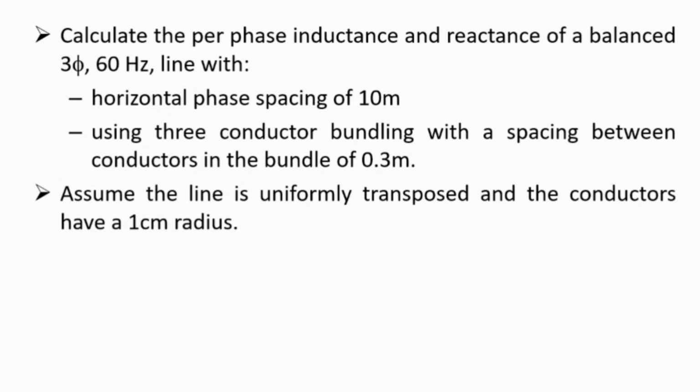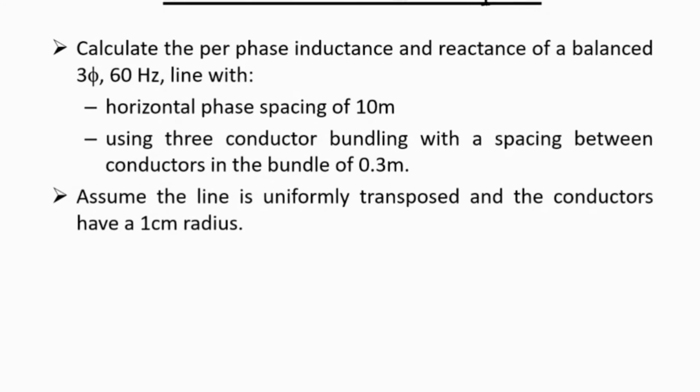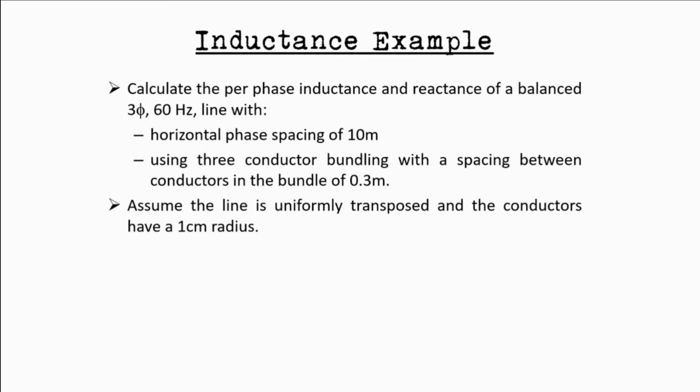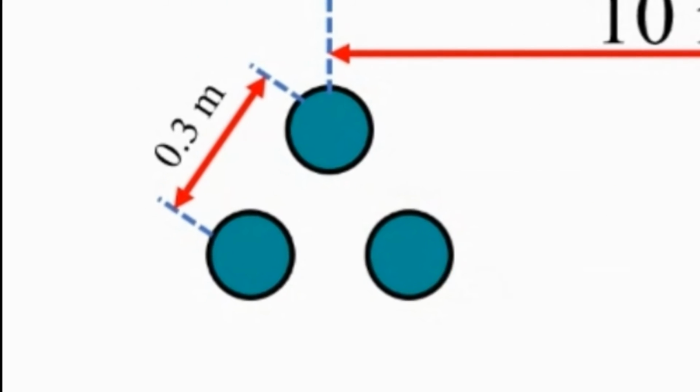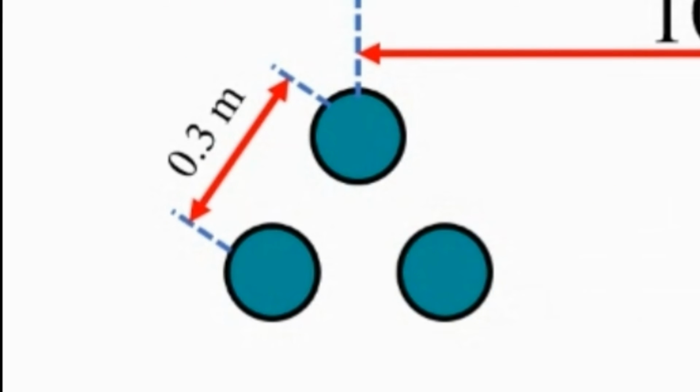Three conductor bundling with a spacing between conductors in the bundle of 0.3. I am having now three conductors in the bundle with 0.3, they have to be an equilateral triangle. Assume the line is uniformly transposed and the conductors have 1 centimeter radius. This is the geometry of the conductors. They are spaced 10 meters and each bundle has three conductors spaced 0.3 meters between them.